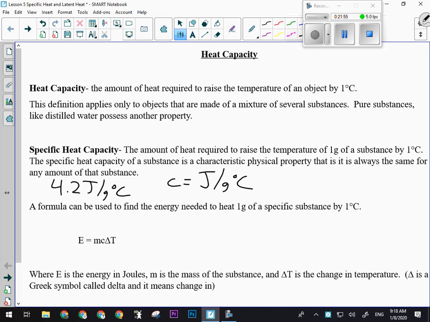That may not seem like a very big number, but trust me, it is. To raise the temperature of 1 gram of water, that's 1 milliliter, about the equivalent of a drop of water about the size of a raisin, it would take 4.2 joules of energy to raise the temperature of that single drop of water by 1 degree Celsius. So water can hold a lot of energy without changing its temperature.